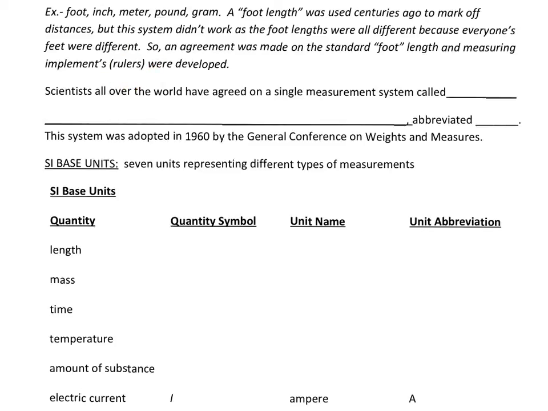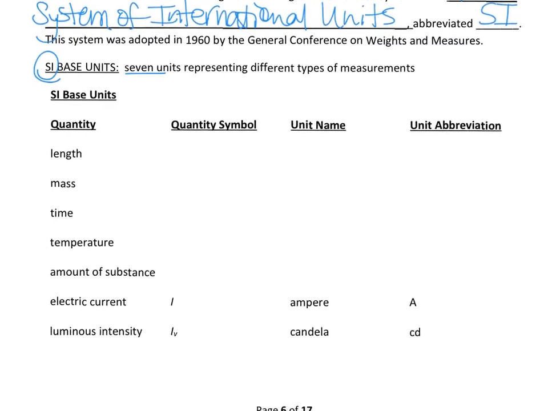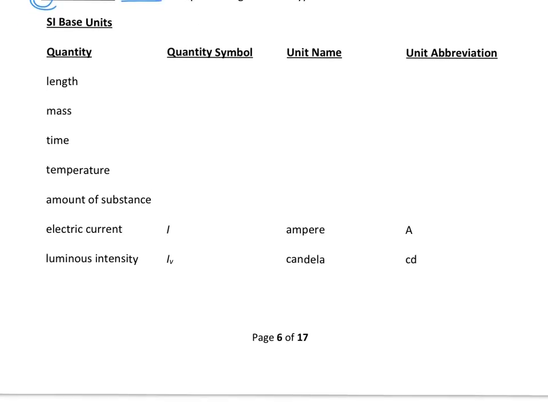Scientists all over the world have agreed upon a single measurement system called the System of International Units, which you will need to become familiar with if you're not already. You'll not see it like this, though. You will see SI units. And that's how you'll want to talk about this as well. So you will see SI base units. There are 7 units representing different types of measurement. And you will need to know all of these and their symbols.